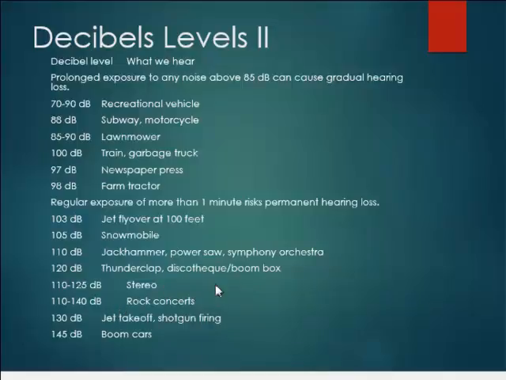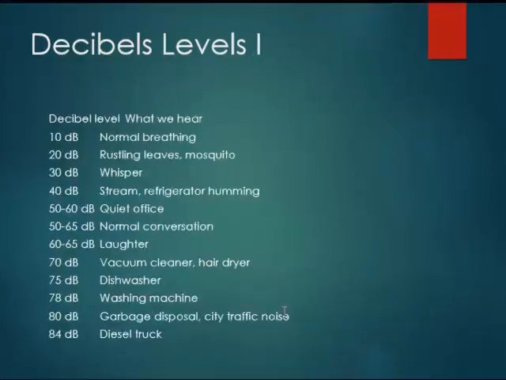Snowmobile, jackhammer, thunderclap. Now they say stereo 110 to 125. Obviously that's going to be a function of how loud you have it. Rock concerts 110 to about 140. Jet taking off, shotgun firing about 140. Boom cars about 145. Now, if we look at some of the lower values, we see that a diesel truck is about 85, garbage disposal, city traffic noise about 80. Then we get a washing machine at 78, a dishwasher at 75, all the way down to normal breathing, which is about 10 decibels, going up a little bit again, rustling leaves or a mosquito about 20.